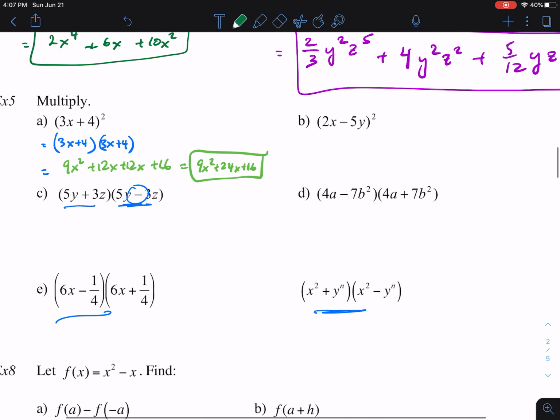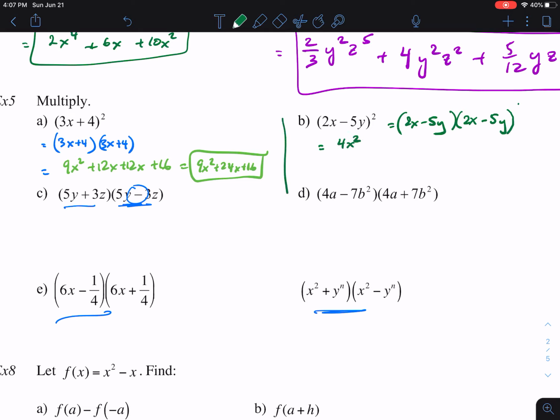Here we're doing the same thing. We're taking 2x minus 5y and times itself. That's what it means to be squared. Then we apply the FOIL method, so that gives us 4x squared minus 10xy minus 10xy, plus 25y squared. This is negative 20xy plus 25y squared, right? So we're just going to FOIL, and this should be our answer.